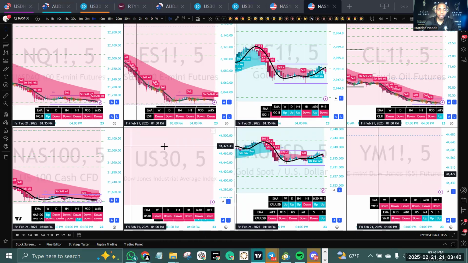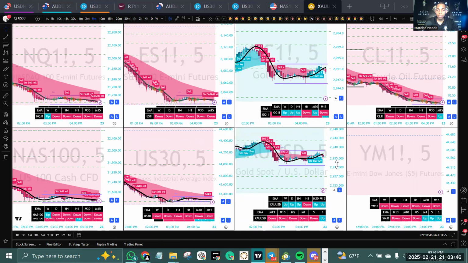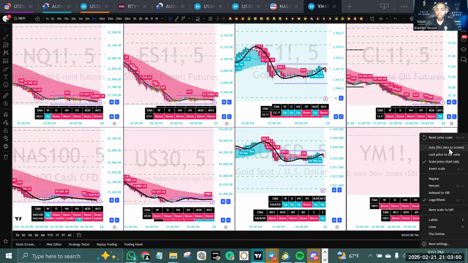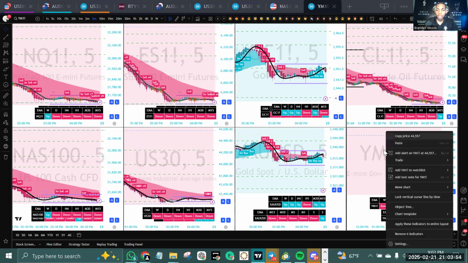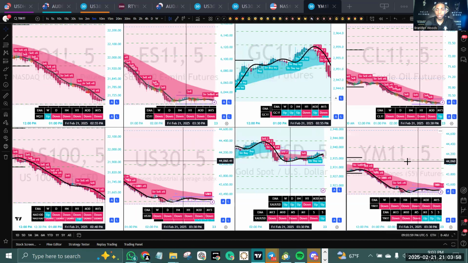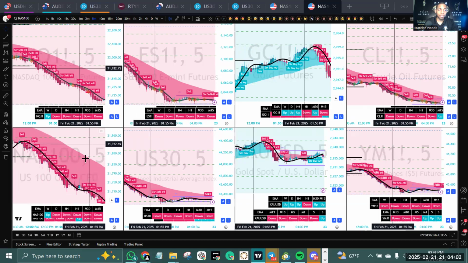You right click and press auto fit. You're right clicking on the scale and pressing auto fit. Do you need all of these? Absolutely not. But here they are though, right? If that's what you're into. But this is what it looks like.